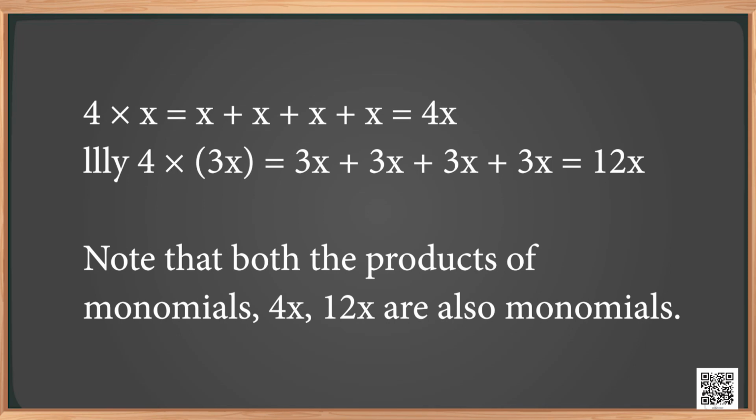Let us look at this example. 4 into x is equal to x plus x plus x plus x, which is equal to 4x. Similarly, 4 into 3x is equal to 3x plus 3x plus 3x plus 3x, which is equal to 12x. Note that both the products of monomials 4x and 12x are also monomials. Let us see one more example.